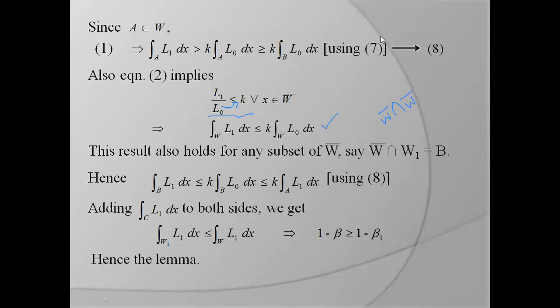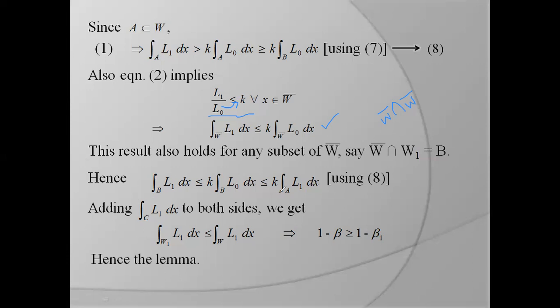Hence, integral over B of L1 dx. Integral of B L naught dx is there; we have to see integral over B of L1 dx. L1 means less than or equal to K into L naught, so K into L naught is less than or equal to L1. So we are writing L1.